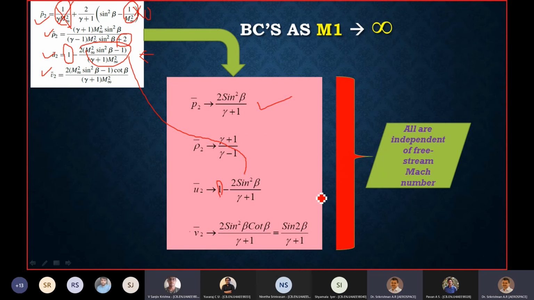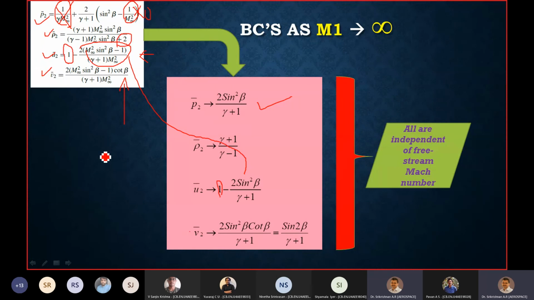Do you see free stream Mach? No, because none of the expressions have free stream Mach number. Actually, the white box here has free stream Mach number everywhere, M infinity squared, etc. So for supersonic flow, they are dependent on Mach number, free stream Mach number, non-dimensionalized boundary conditions.